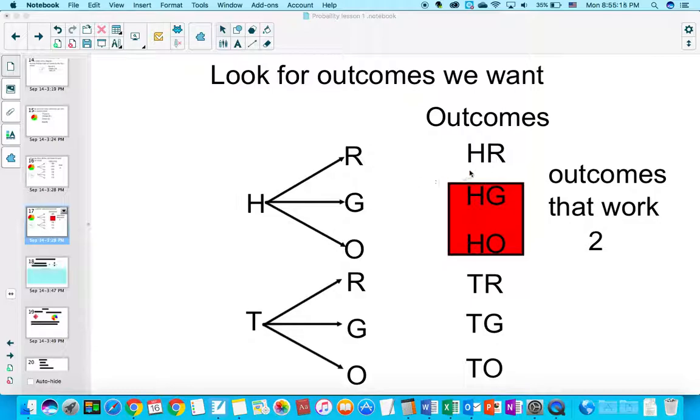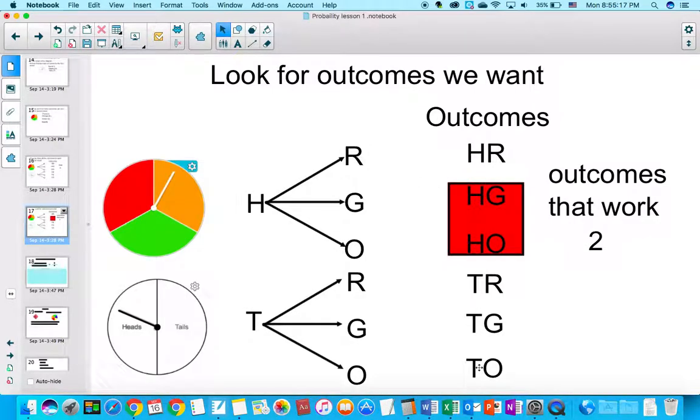Well, if we look at our tree, 1, 2, 3, 4, 5, 6 in total, 6 events in total, only 2 of them are heads with green and orange. Outcomes we want are 2. So using a tree diagram and then writing this out gives you A, the total number of outcomes, also called your sample space, and B, the total outcomes you're looking for, right? It gives you the equation you're looking for. Yes, the tree diagram can be a little bit hard sometimes. It can be long to write it out, but it gives you all the information you need.